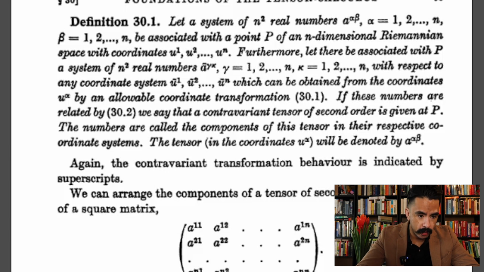through u over bar n, which can be obtained from the coordinates u alpha by an allowable coordinate transformation which we saw previously. These numbers are related by the previously given transformation. We say that a contravariant tensor of second order is given at capital P. Numbers are called the components of this tensor in their respective coordinate systems. Tensor in the coordinates u alpha will be denoted by A alpha beta. Again, the contravariant transformation behavior is indicated by superscripts.